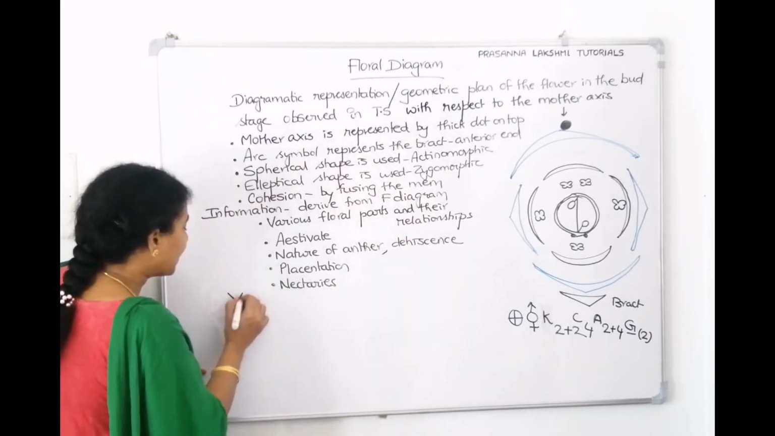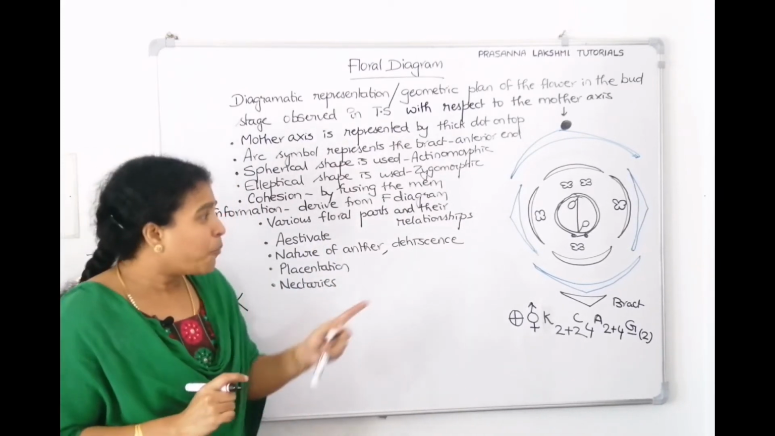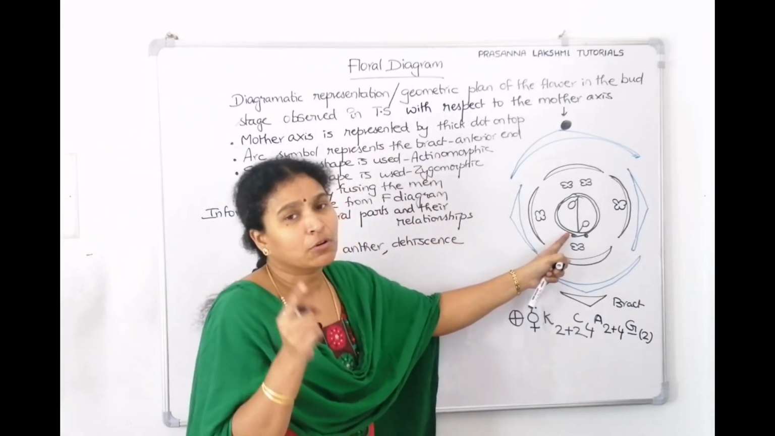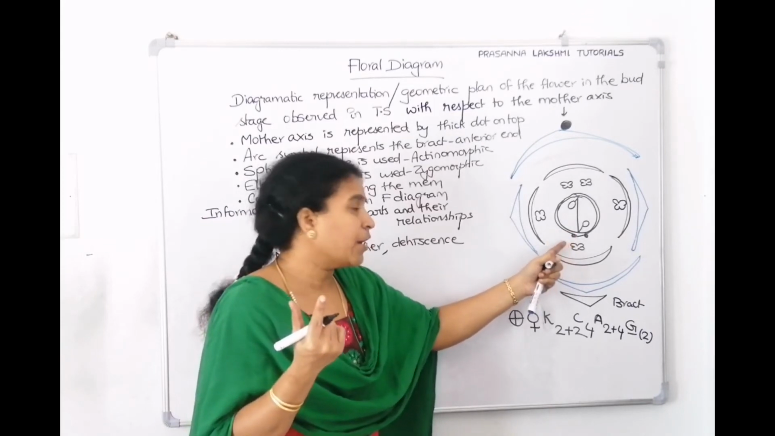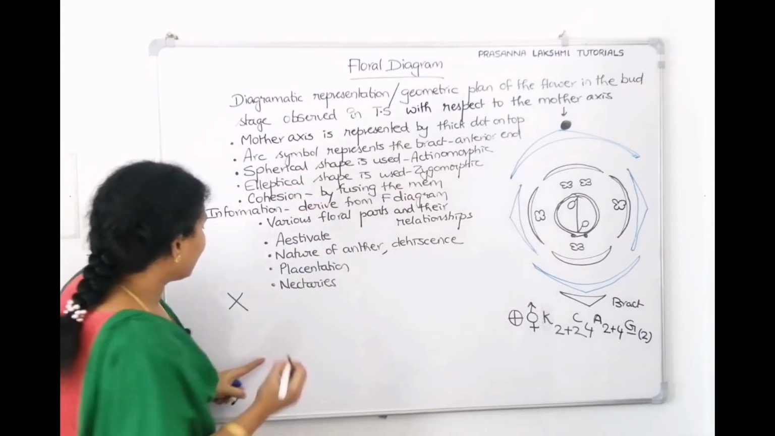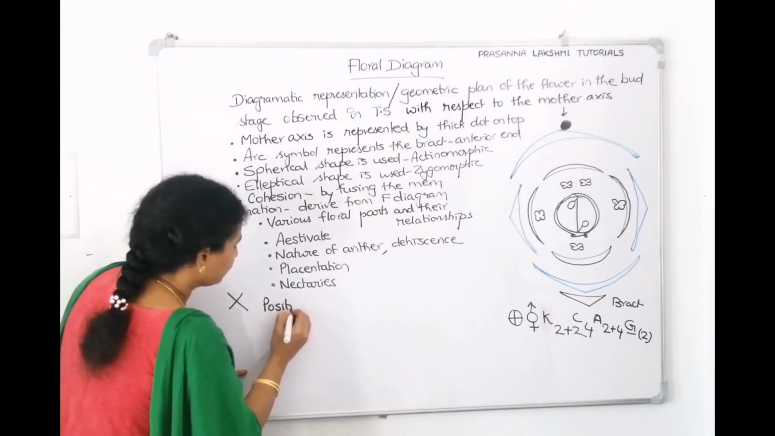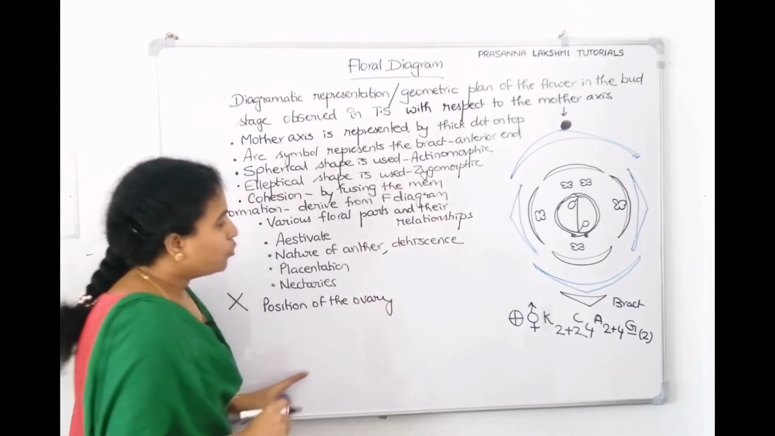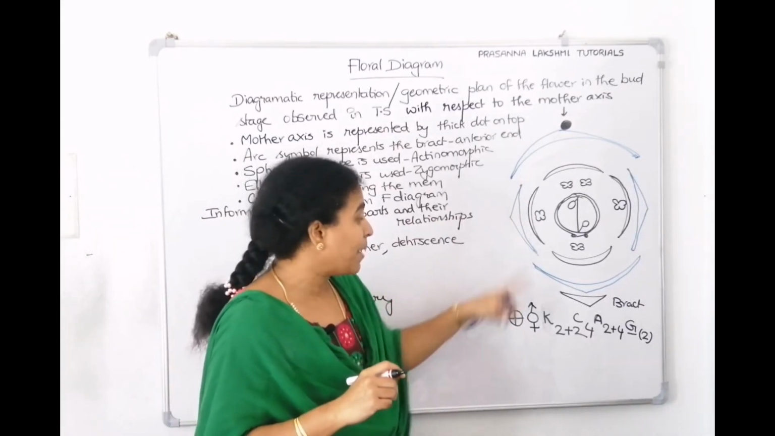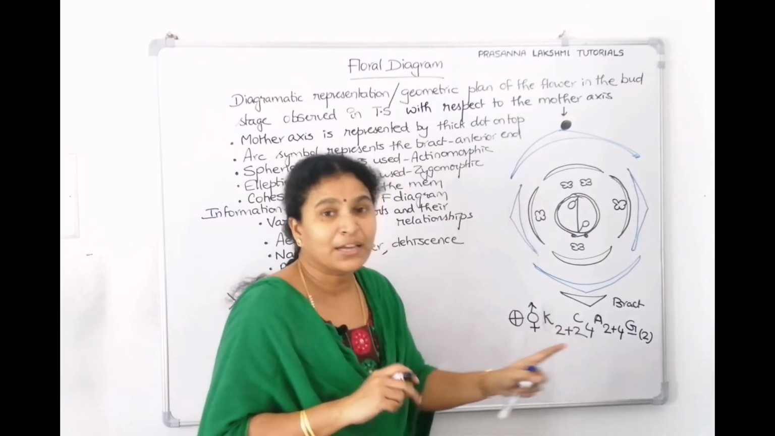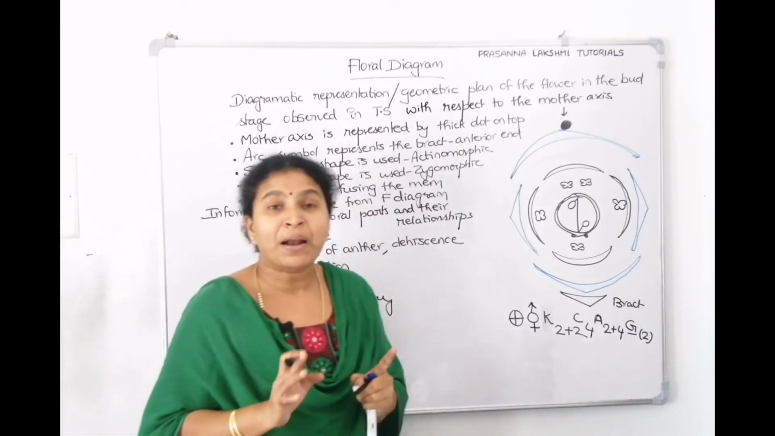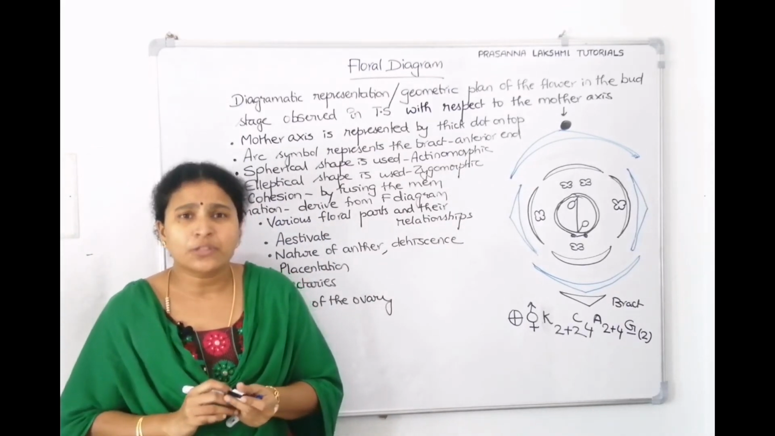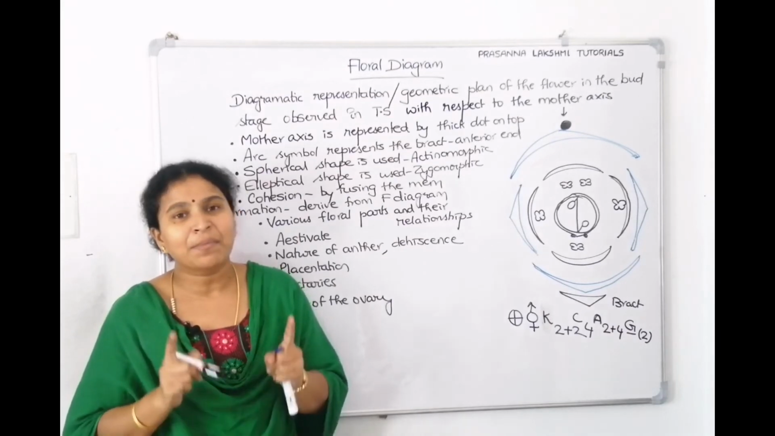So what information we cannot derive from floral diagram means position of the ovary. In floral diagram, does it give any hint about the position of the ovary, superior, inferior or half superior? No. So what information we cannot get is the position of the ovary. So you can get the sexuality, you can get the symmetry basing on the shape, you can tell about the calyx, corolla, androecium, gynoecium, their relationships, everything we can tell, but we cannot tell the position of the ovary, superior, inferior, half superior, half inferior. So this is the information about floral diagram and floral formula.